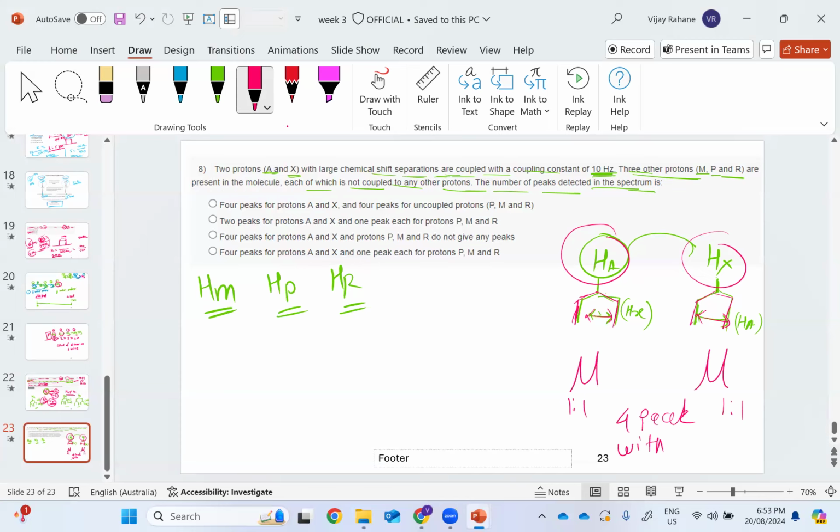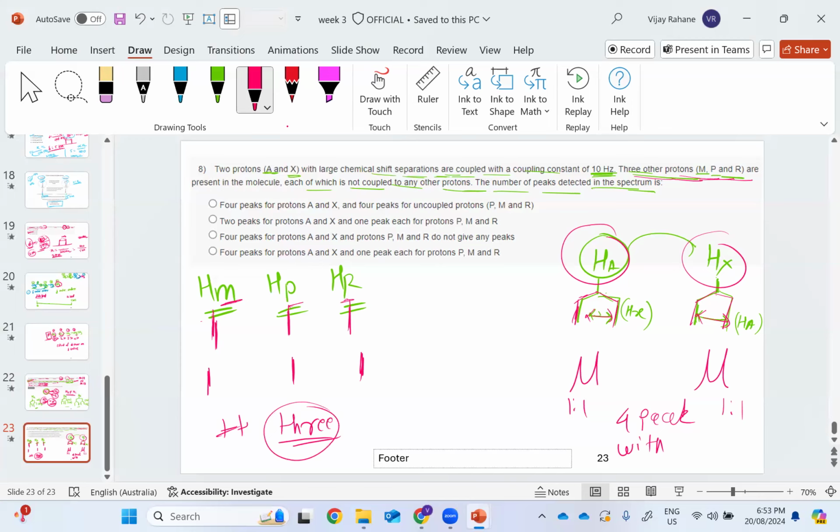And also it is mentioned that there are another three protons. Anyone have any doubt? Someone is speaking. Sir, P, M, and R don't give any peak? Yeah, they will also show a peak, right? But they will not couple with each other, so we get one peak only. This will also show one, and this is also not coupled with any other proton, so this will also show one peak. So there are three more peaks in the spectra because of M, P, and R.